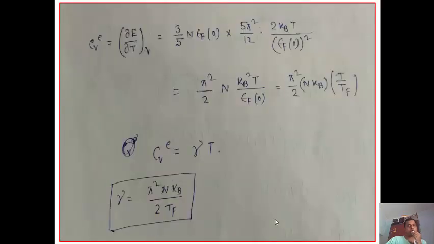So CV, what is CV? It is the change of energy with temperature at constant volume. From the earlier integration for E, taking the derivative with respect to T we get this, and we see that the electronic specific heat CV varies as gamma T. All are constant except T, so it varies with temperature, and the constant gamma comes out as pi square n kB by 2 Tf. This is the electronic specific heat.